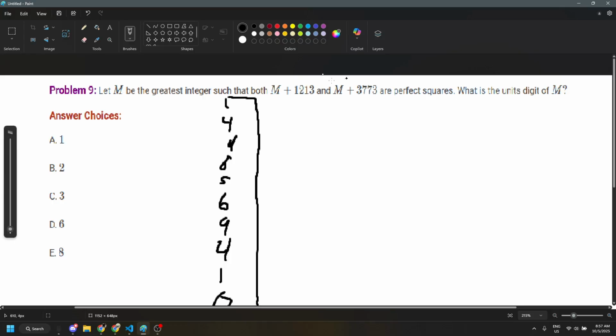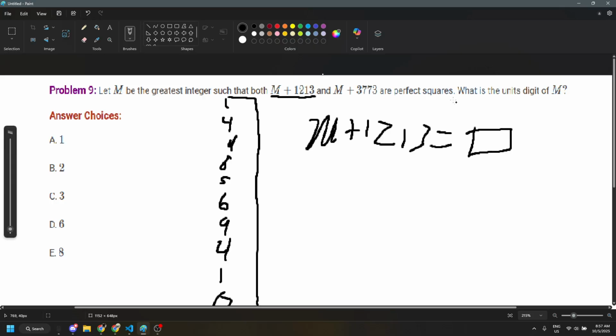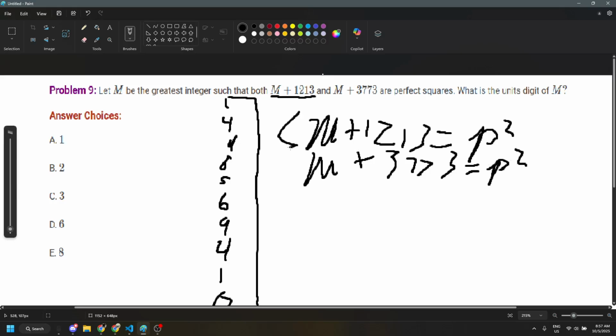Well, okay, if it were just this, and this is a perfect square, then m plus 1213 equals p squared has infinite solutions. Now, with both conditions, this has a finite number of solutions. How do we get this?